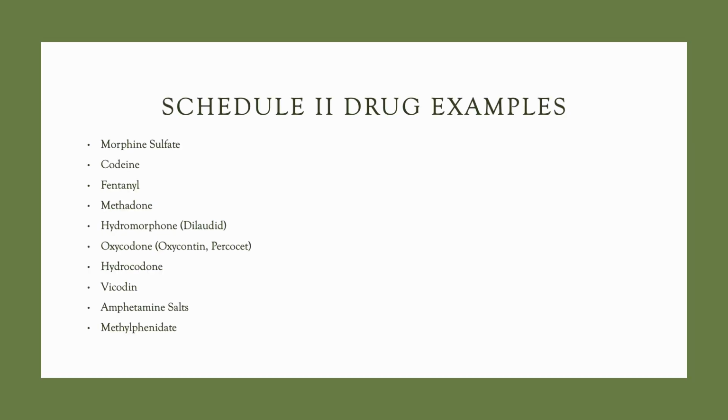Schedule 2 drug examples from the book are morphine, codeine, fentanyl, methadone, hydromorphone, which is Dilaudid, oxycodone, OxyContin, Percocet, hydrocodone, Vicodin, amphetamine salts, and methylphenidate. So that is Schedule 2 drugs. That includes the Adderall, amphetamine salts, hydrocodone, opiates, codeine, fentanyl.